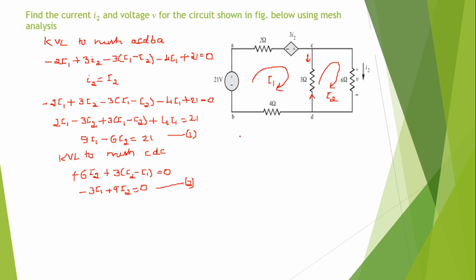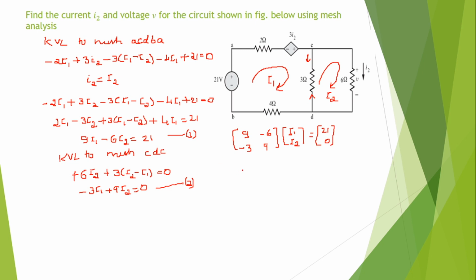If I write it in matrix form, what will happen? The matrix [9, minus 6; minus 3, 9] into [I1, I2] equals [21, 0].